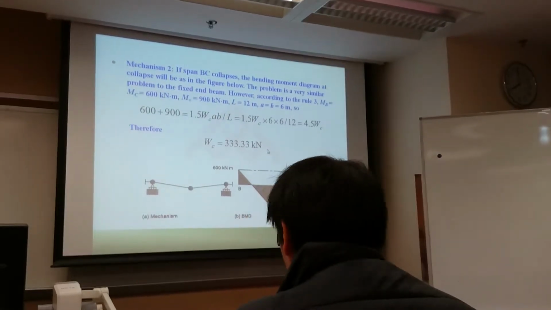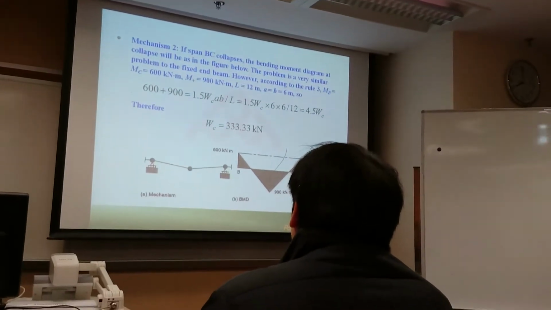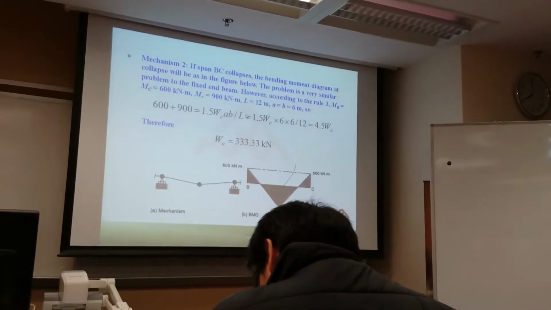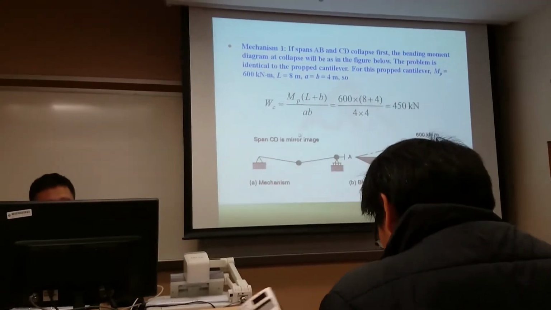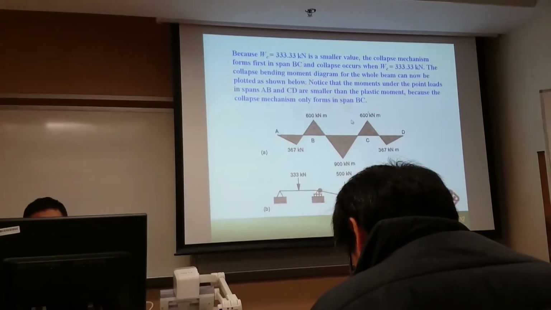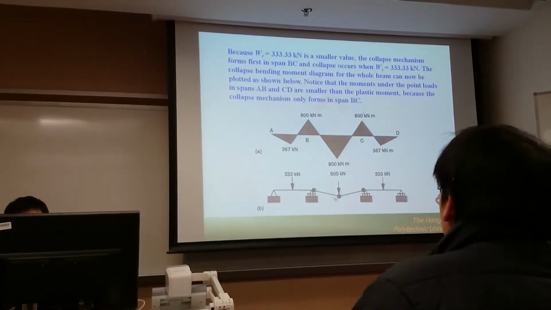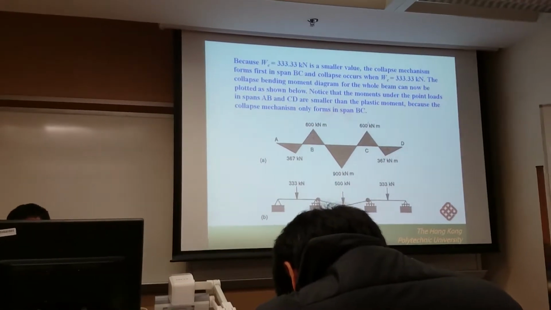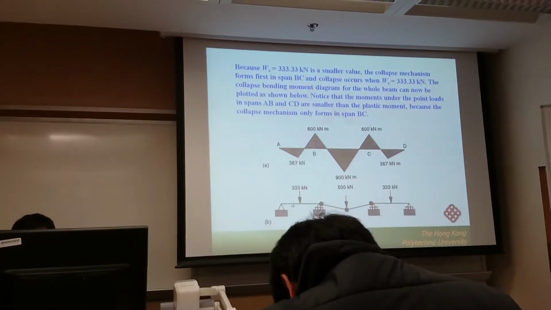But actually, when we apply this force, the two side spans do not collapse. Only when the force is increased to 450 will the two side spans collapse. So this is the solution, and here is the result. Because this is a collapse mechanism, we have 3 plastic hinges, and there are 2 plastic hinges at the interior supports, which destroy the continuity.